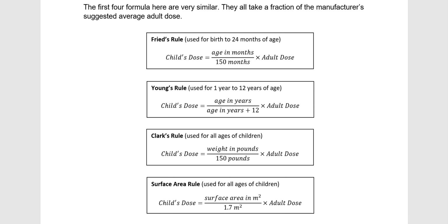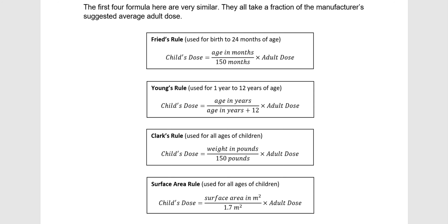The next one is Young's rule. Young's rule is used for children from 1 year to 12 years of age. This formula says that the child's dose is going to equal the age in years divided by the age in years plus 12, times the adult dose.